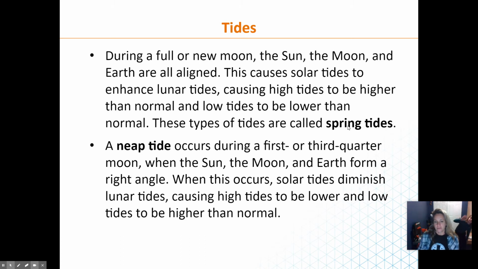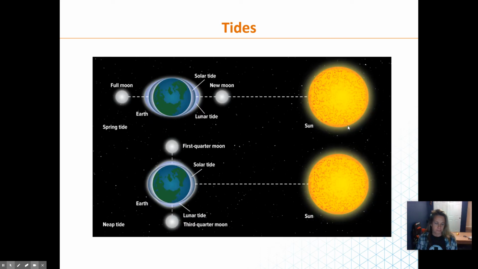And then neap tide is when you have first and third quarter moons. So if you look up in the sky, it would look like half a moon. So that's when the moon is here and the sun is here, and so it's kind of this 90-degree angle. You've got the moon pulling one direction, you've got the sun pulling another direction, so it causes them to be kind of an average high and average low. So those are spring and neap tides. All right, and so here's that diagram. So you've got this spring tide where you've got a full moon and a new moon. This is what it looks like compared to the sun.